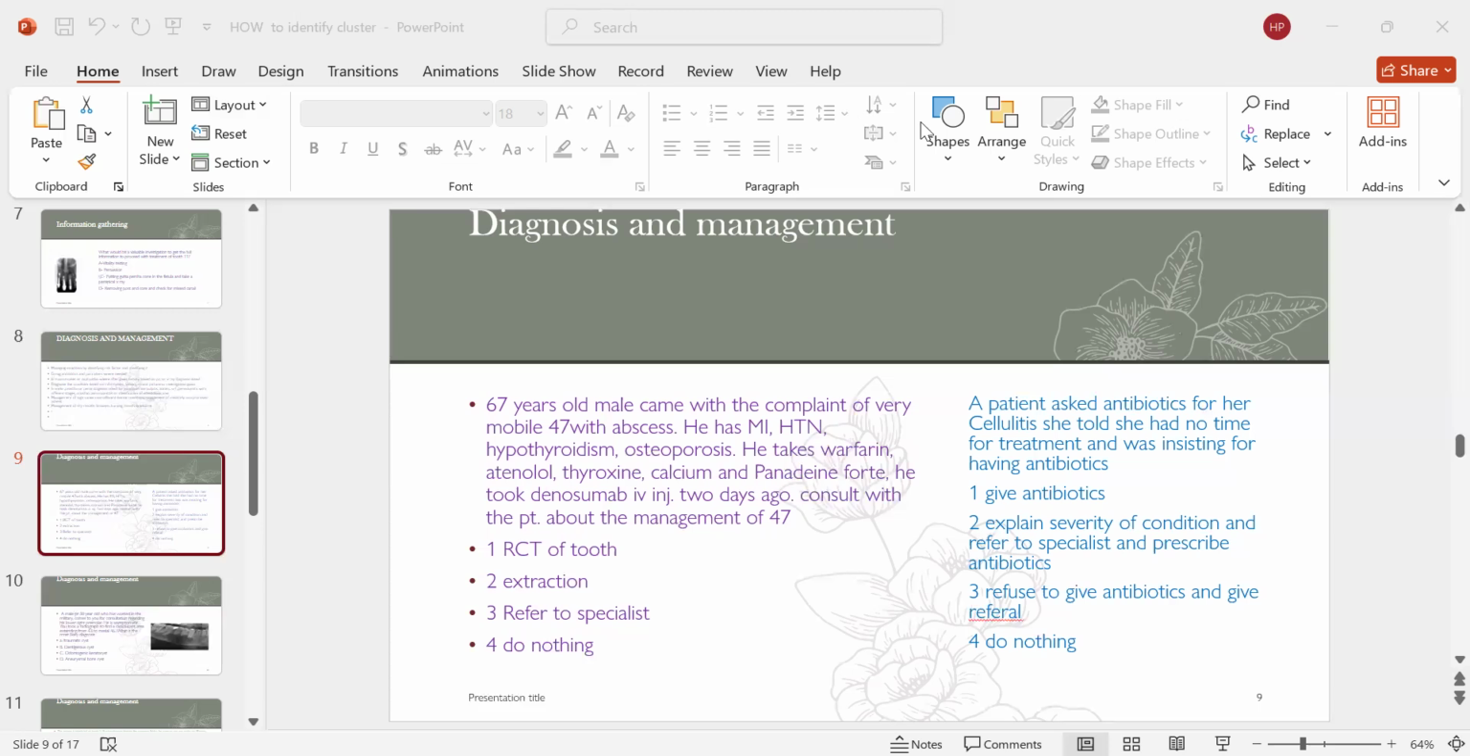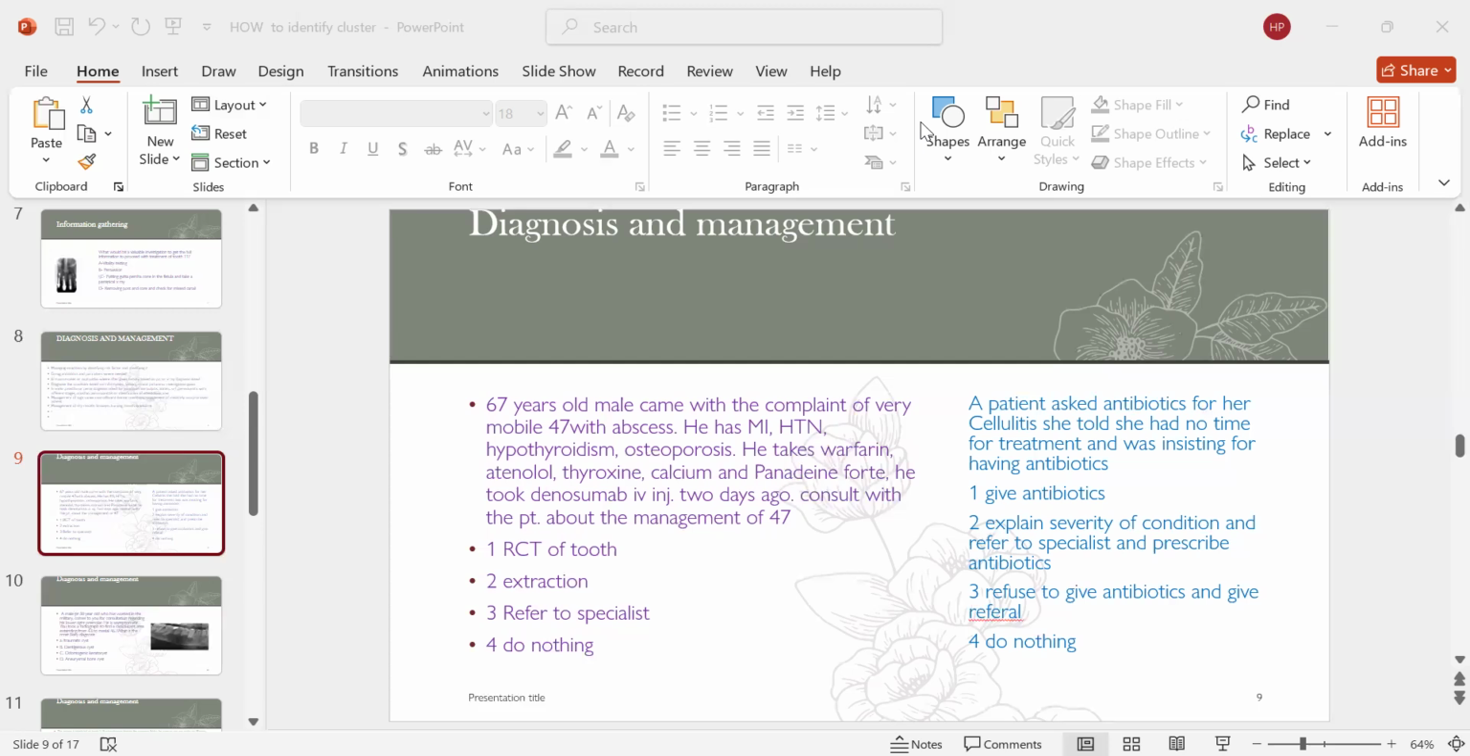Now, a patient asks for antibiotics for her cellulitis. There is another scenario. The patient comes with cellulitis and asks for antibiotics. The patient has no time for the treatment and is insisting on antibiotics. So what will you do? There is an active infection. You anyhow need to give the antibiotics. Option A is probably right.